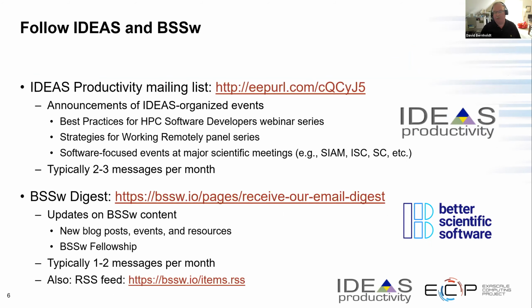And then if you're interested, after hearing this or from other things, in following more about our project activities, we have a mailing list where we announce things like our webinar series and remote work panel series, as well as major events that we help organize at scientific meetings. This is typically just a couple of messages a month. And then we have the BSSW Digest, which comes out monthly, which highlights new postings on the bssw.io site.